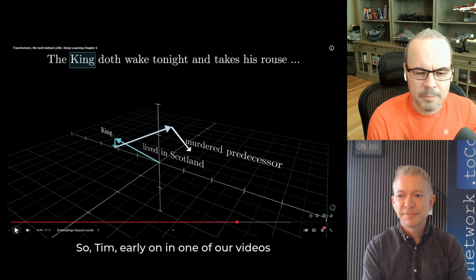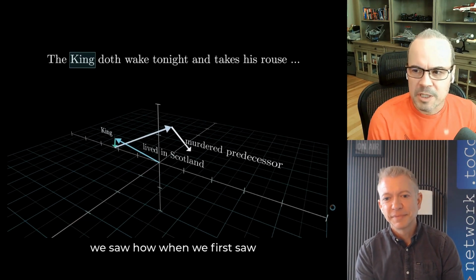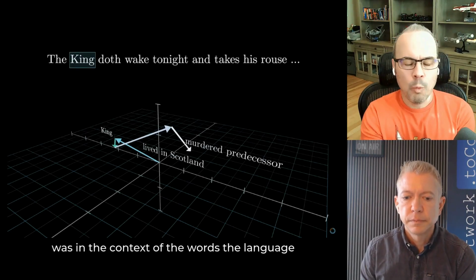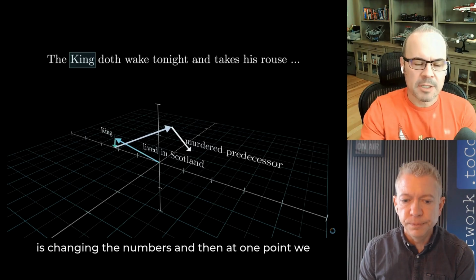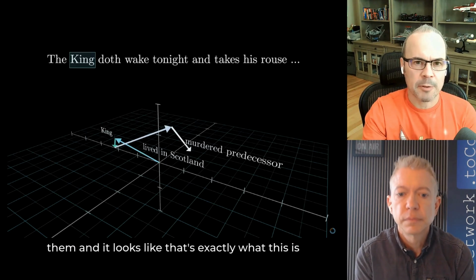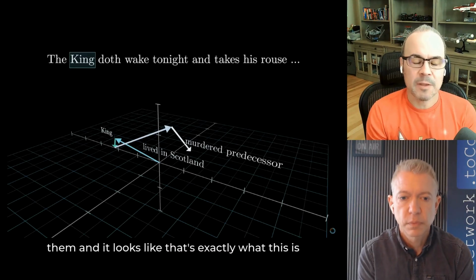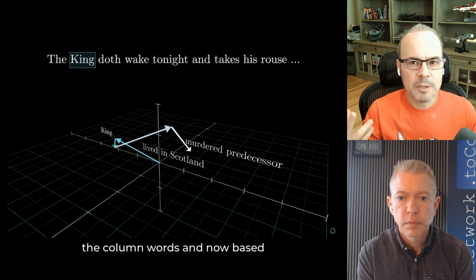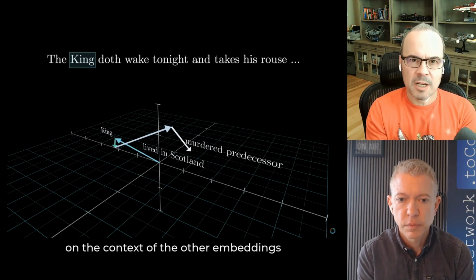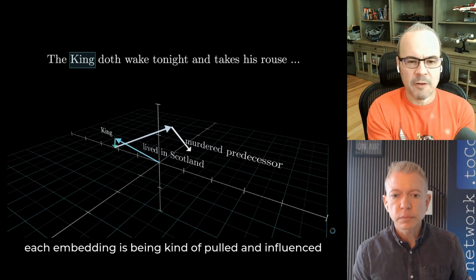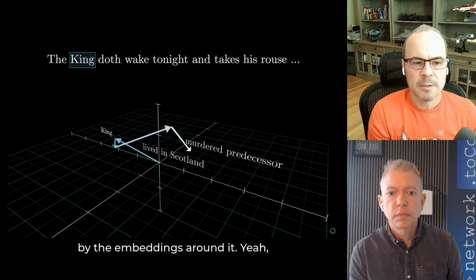So, Tim, early on in one of our videos, when we first saw embeddings, it was in the context of language being changed into numbers. And then at one point we saw that the numbers adapt to their context around them. It looks like that's exactly what this is describing, where we saw the embeddings get pulled for the column words. And now, based on the context of the other embeddings, each embedding is being pulled and influenced by the embeddings around it.